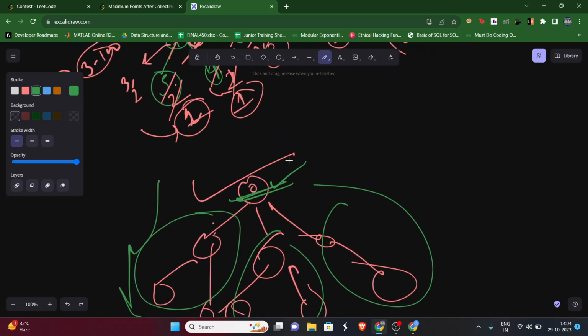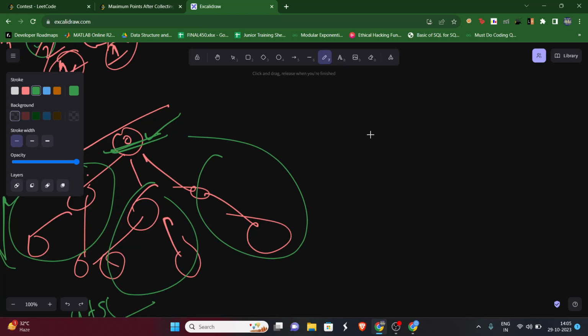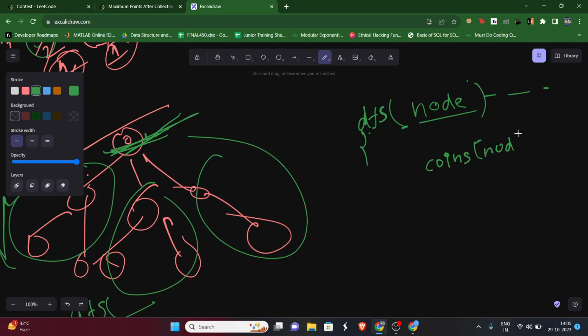It's better to write over here what I can do. First of all, let's say we are running a loop, so we are passing node, and all the other parameters will also be there, but for simplicity let's consider only node. So for this node I have two options. What are the two options? First of all, if I am at a node, I can take coins of node by 2.